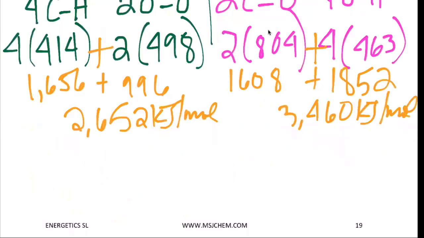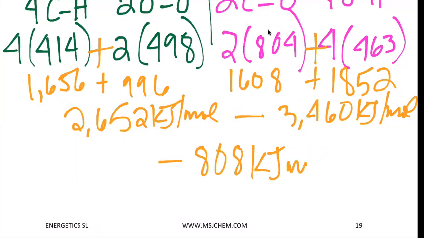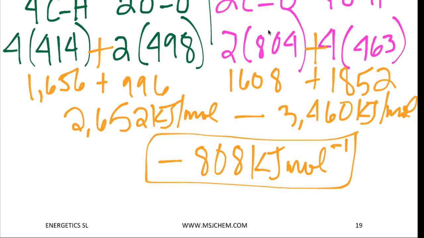And so then I need to subtract these. My last step is subtract reactants minus products. So 2,652 minus 3,460. And my answer is negative 808 kilojoules per mole. Okay. And so this would be an exothermic reaction because my answer came out negative. So that means that this whole reaction is exothermic based on that number. Okay. So that's basically the process that you would do.